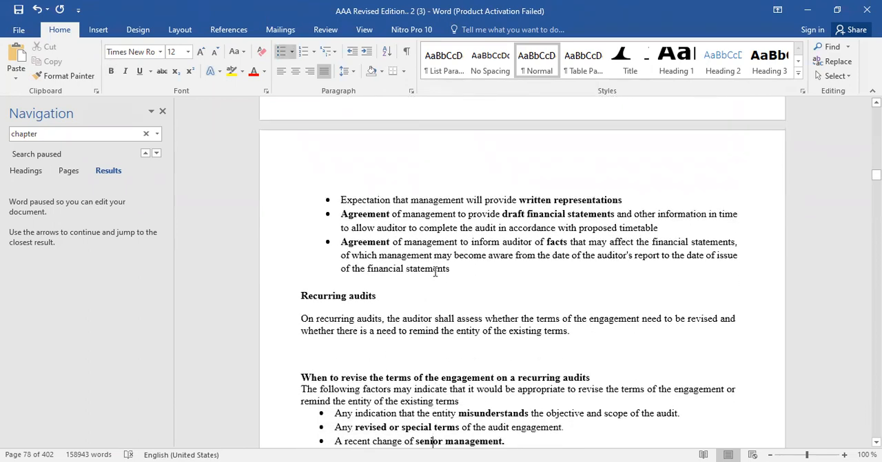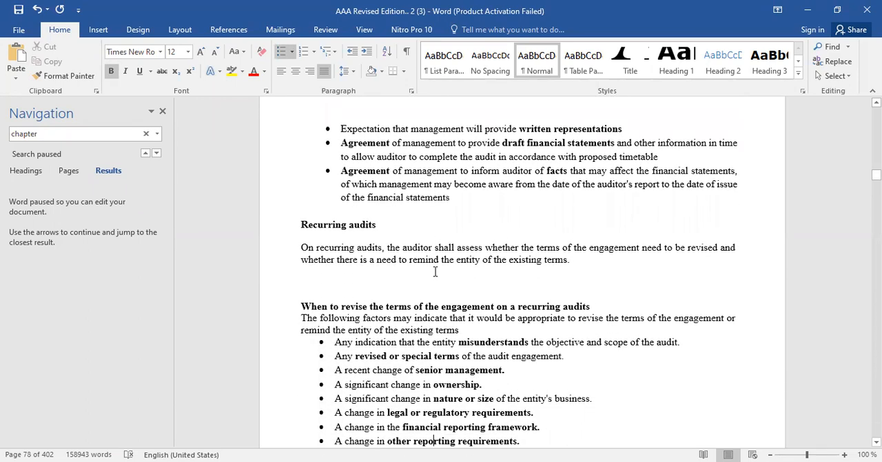Recurring audits. Who can tell me what a recurring audit is?